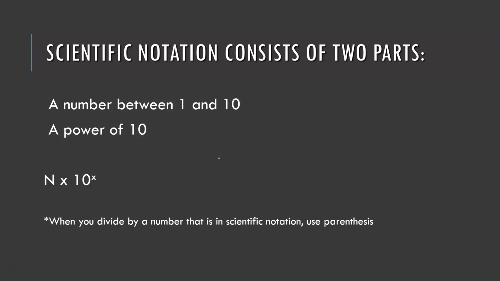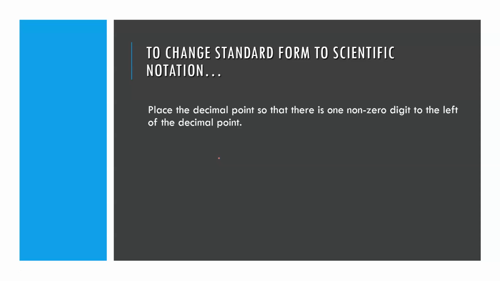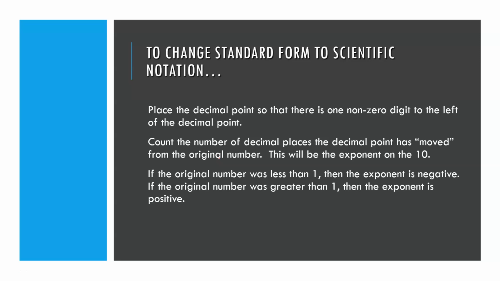Please keep in mind when you divide a number by scientific notation, you want to put the scientific notation in parentheses, or else your calculator is going to do weird things on you. If you were given a number in standard form and asked to convert it to scientific notation, you place the decimal point so that there is 1 non-zero digit to the left of the decimal point. Then you count the number of decimal places the decimal point has moved from the original number. The number of places you move is the exponent on the 10. If the original number was less than 1, the exponent is going to be negative. If the original number was greater than 1, the exponent is going to be positive.